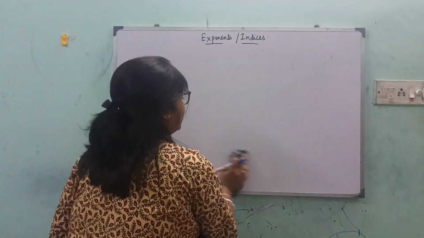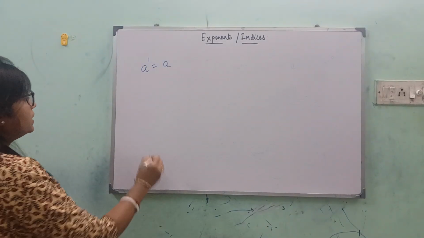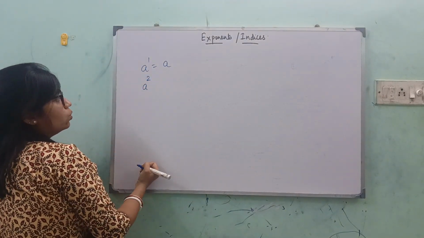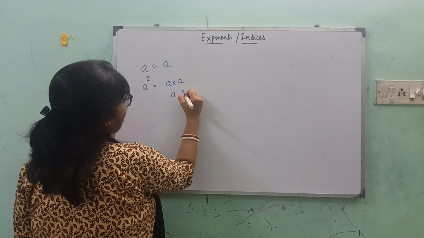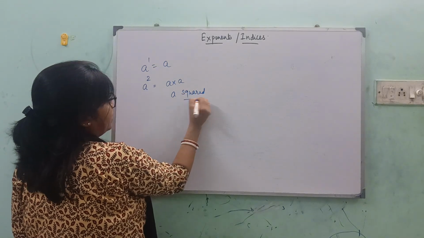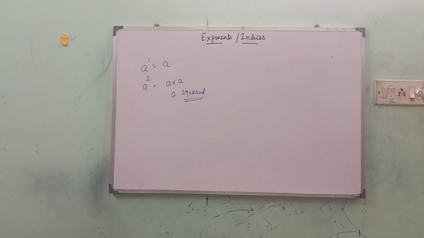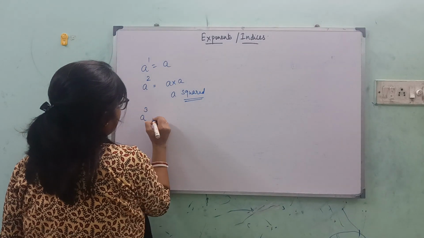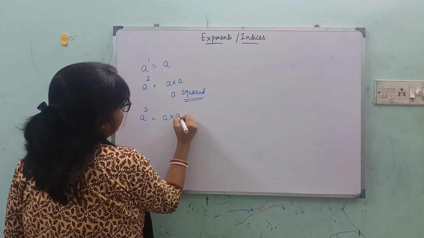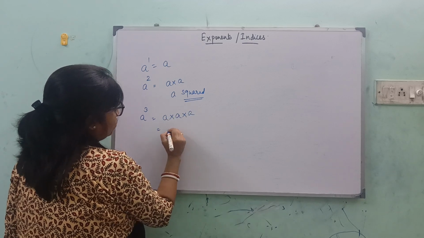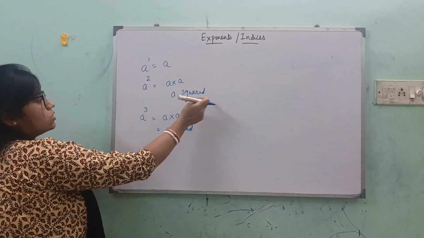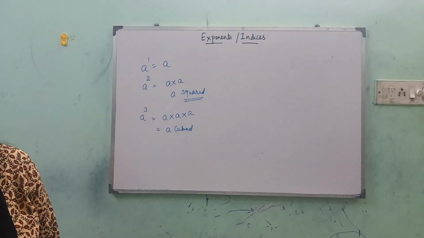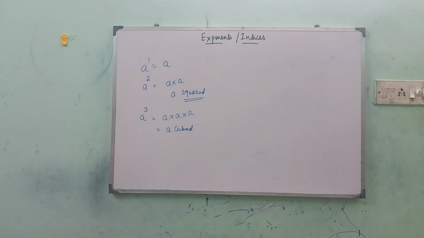Okay, now there are certain names that are given to some powers. Suppose I say a to the power 2, it means a into a. So whenever the power is 2, we say a squared. For power 2, we use the term squared. And suppose it is a to the power 3, so we say a into a into a. So for this we write a cube, which is a cubed. So for power 2 we say squared, and for power 3 we say cubed. So these are some special names that are given to powers.